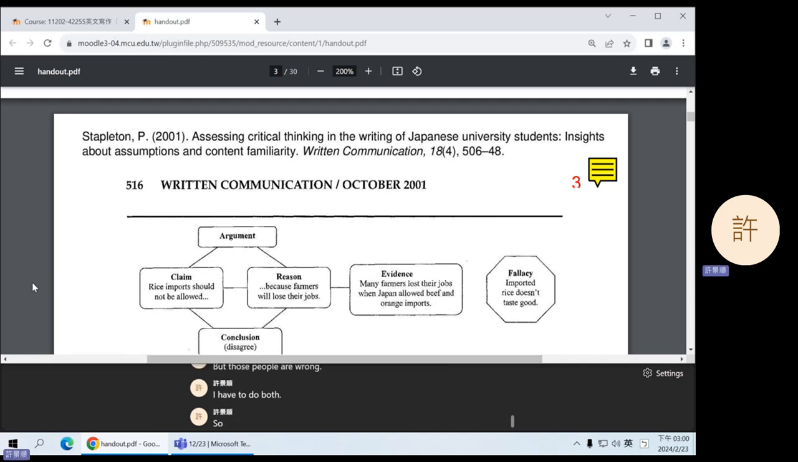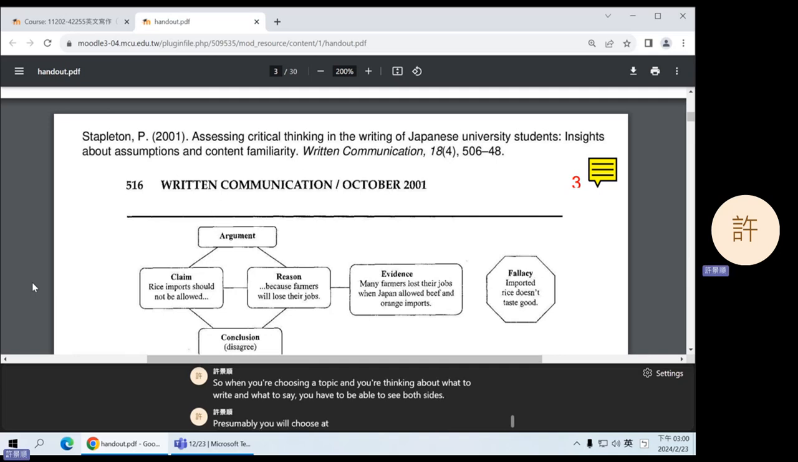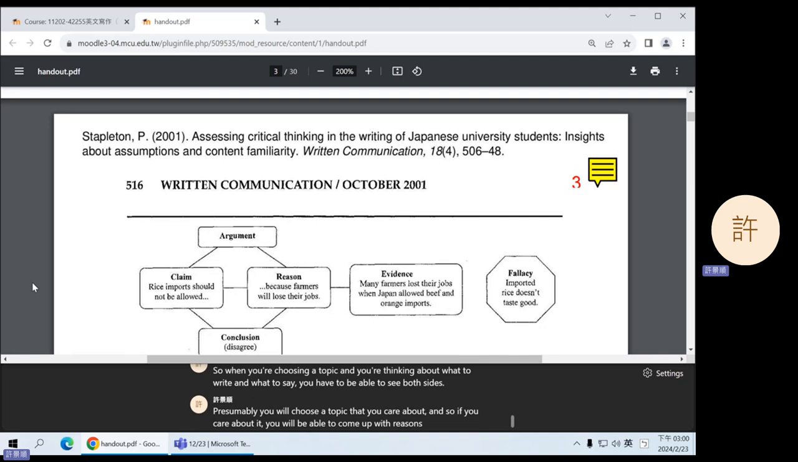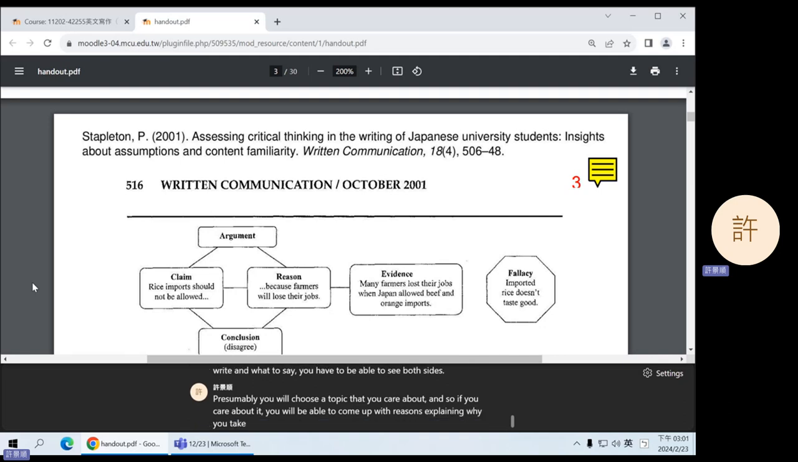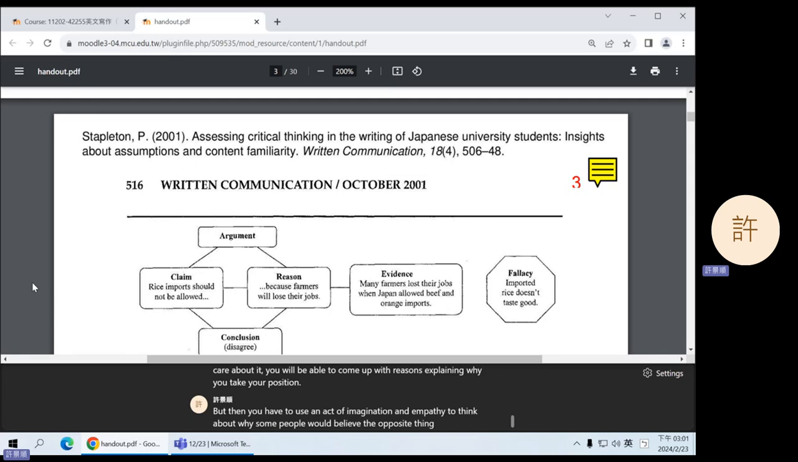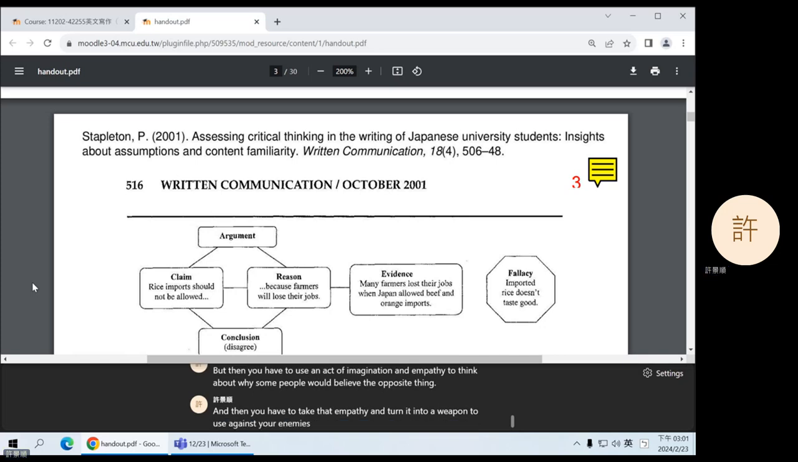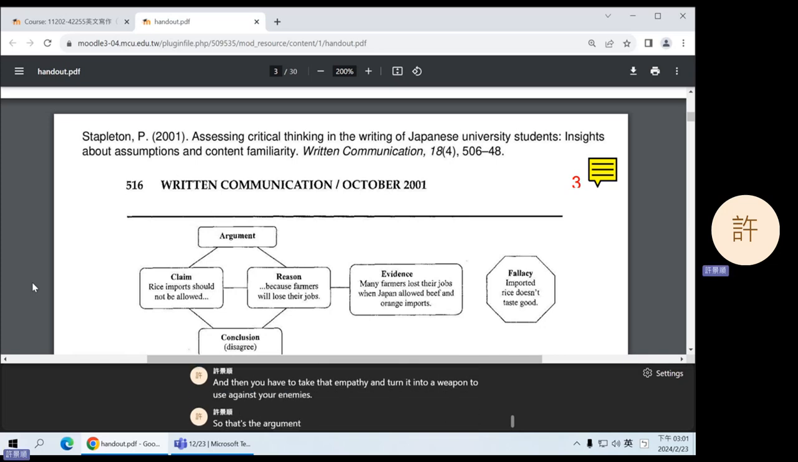So when you're choosing a topic and you're thinking about what to write and what to say, you have to be able to see both sides. Presumably, you will choose a topic that you care about. And so if you care about it, you will be able to come up with reasons explaining why you take your position. But then you have to use an act of imagination and empathy to think about why some people would believe the opposite thing. And then you have to take that empathy and turn it into a weapon to use against your enemies. So that's the argument essay's main goal.